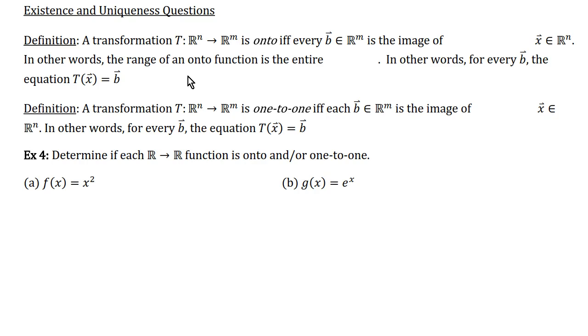All right, so a transformation is onto if and only if every b in Rm, remember, that is the codomain here, is the image of at least one x in Rn. So in other words, the range of an onto function is the entire codomain.